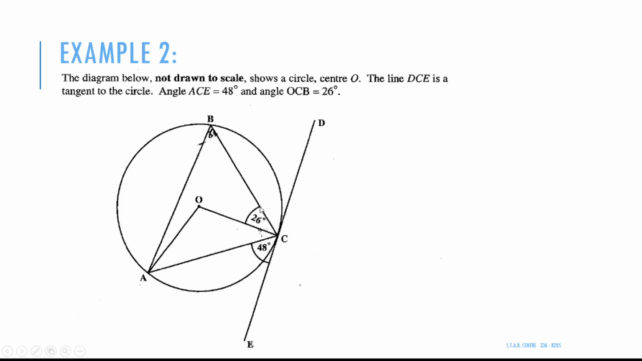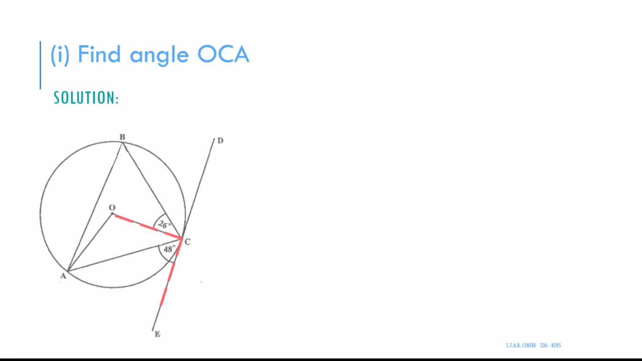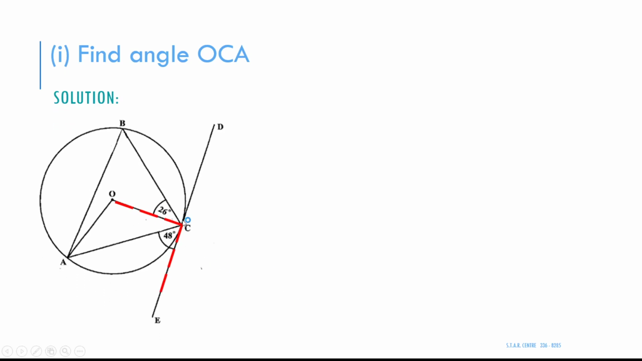Example 2. The diagram below shows a circle. The center is labeled O, and we have a line DCE, which is a tangent to the circle. We are given 2 angles within that circle, this one here, which is 48, and this one, which is 26. Part 1, find angle OCE. So angle OCE is this angle here.